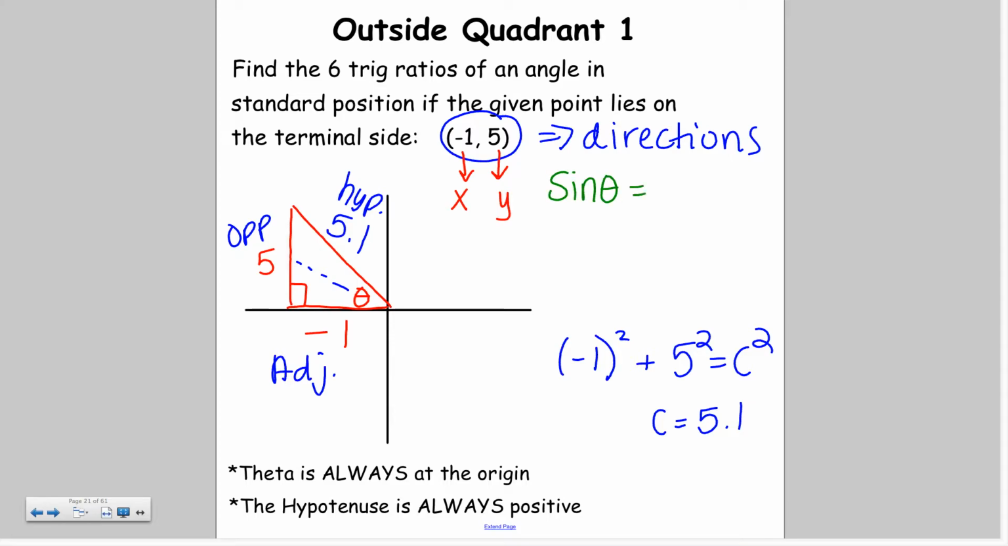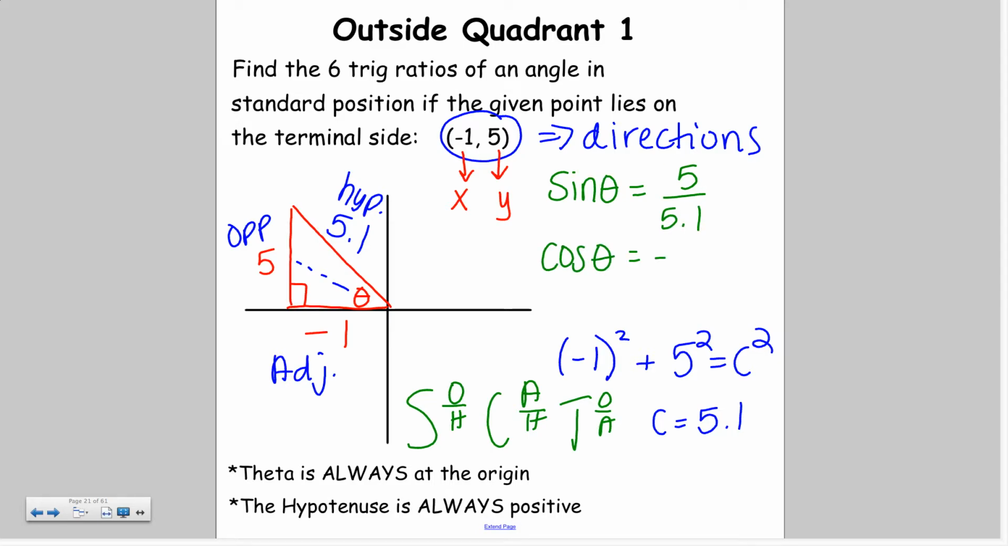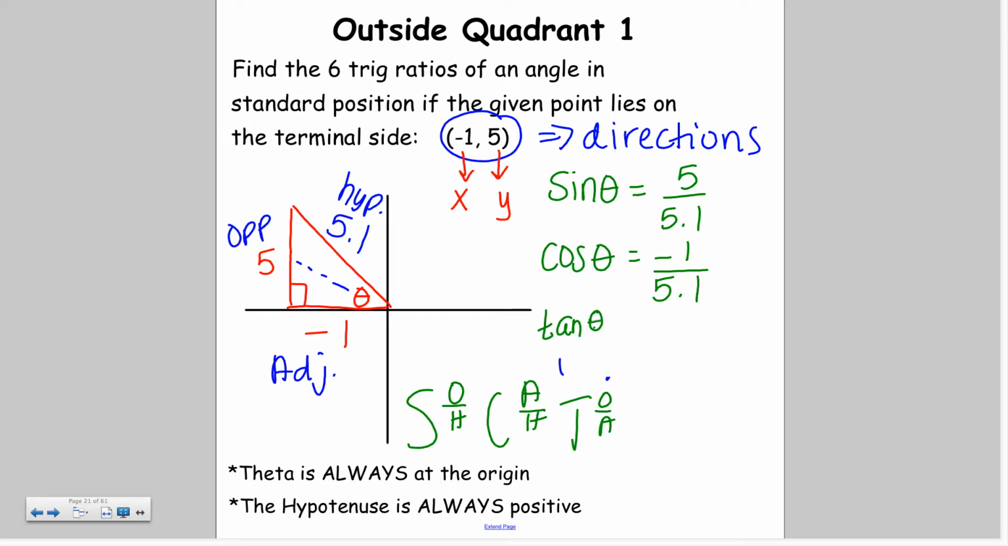So sine is the opposite over the hypotenuse. Cosine is the adjacent over the hypotenuse. Tangent is the opposite over adjacent. Now, 5 over -1 can be simplified to -5, so I'm going to simplify it.